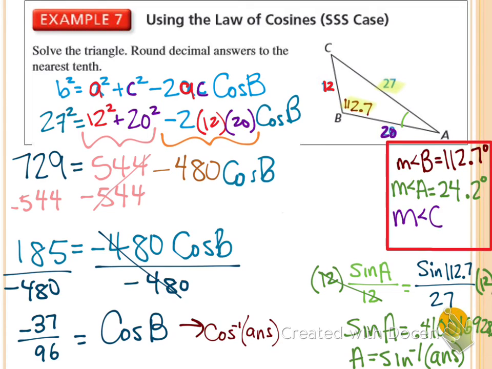So then what's the simplest way to find the measure of angle C now? Yeah, add them and subtract from 180. So 112.7 plus 24.2, and then subtract them from 180. What do we get? 43.1 degrees.